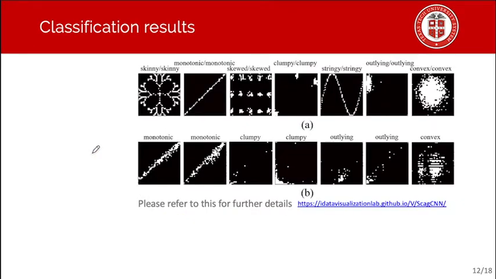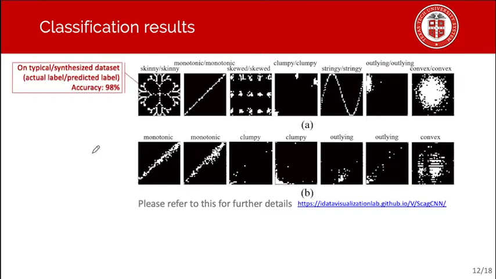Classification result. So we also test our classification result. First, we test our classification result on typical and synthesized data sets because they have the labels. The labels on the left are the actual labels and the labels on the right are the predicted labels, and our accuracy is 98%.